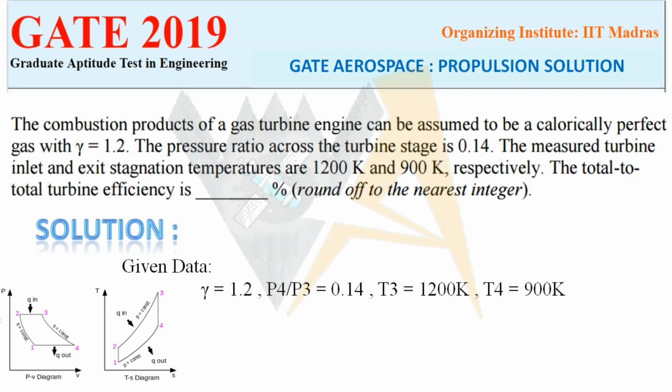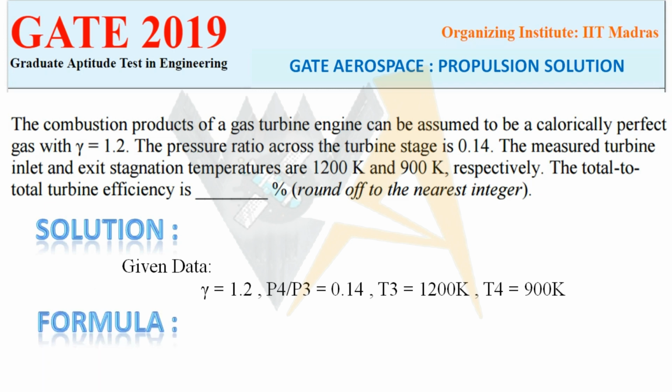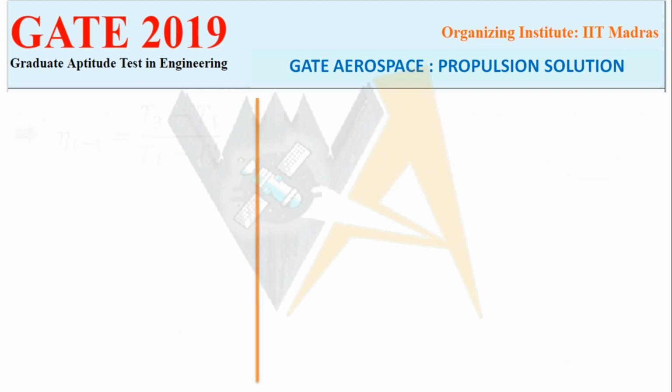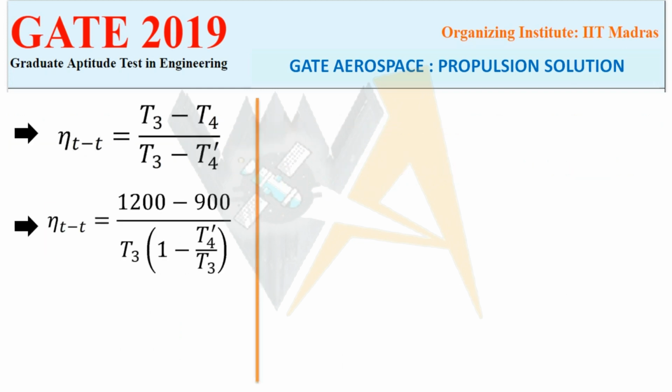So here is the given data: gamma equals 1.2, and they have given the pressure ratio as P4 by P3 as per the Brayton cycle, and T3 is the turbine inlet temperature, which is given as 1200 Kelvin, and T4 is the exit temperature of the turbine, which is 900 Kelvin. The turbine efficiency formula is actual by isentropic. Based on the Brayton cycle, we can write T3 minus T4 by T3 minus T4 prime, which is isentropic, or we can also call it ideal. Now we need to substitute the values.